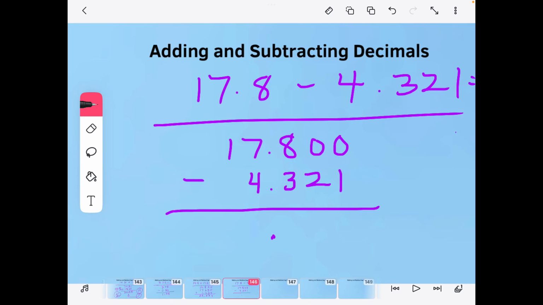0 minus 1 doesn't work. So I have to borrow. Can't borrow here, have to borrow over here. So that becomes a 7. This is a 10. I have to borrow. It becomes a 9. Becomes a 10. 10 minus 1 is 9. 9 minus 2 is 7. 7 minus 3 is 4. 7 minus 4 is 3. 1. Fill in my decimal point a little bit. And there it is. If you don't know how to do this stuff here with the borrowing and all that, that's okay. You need to go back and do a refresher.